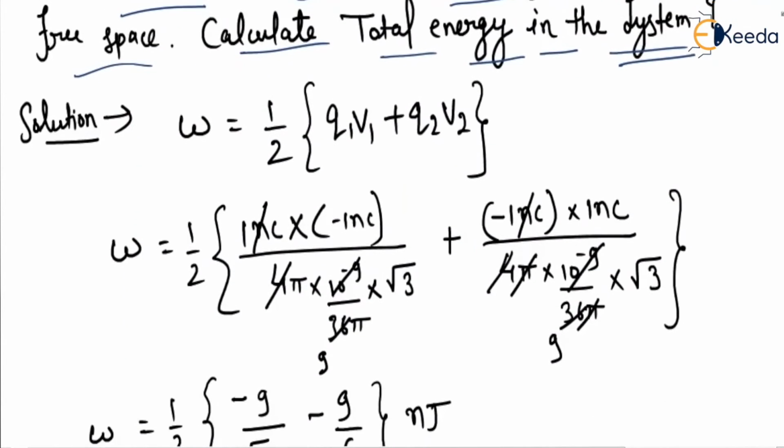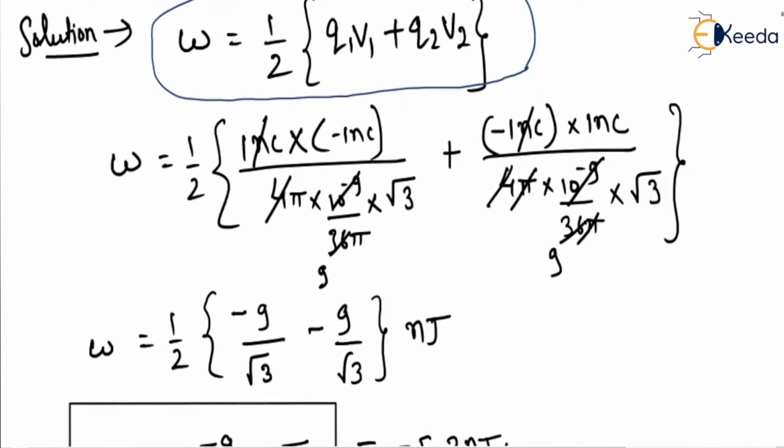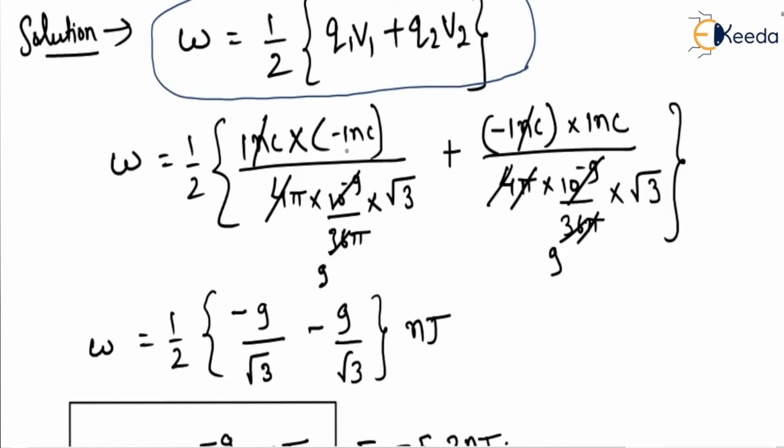So the energy formula for two discrete charges is 1/2 (Q1 V1 + Q2 V2). So it is 1/2, Q1 is 1 nanocoulomb times V1, which is minus 1 nanocoulomb upon 4 pi epsilon R. R is the distance between (0, 0, 0) and (1, 1, 1). So the distance between these two points is root 3.